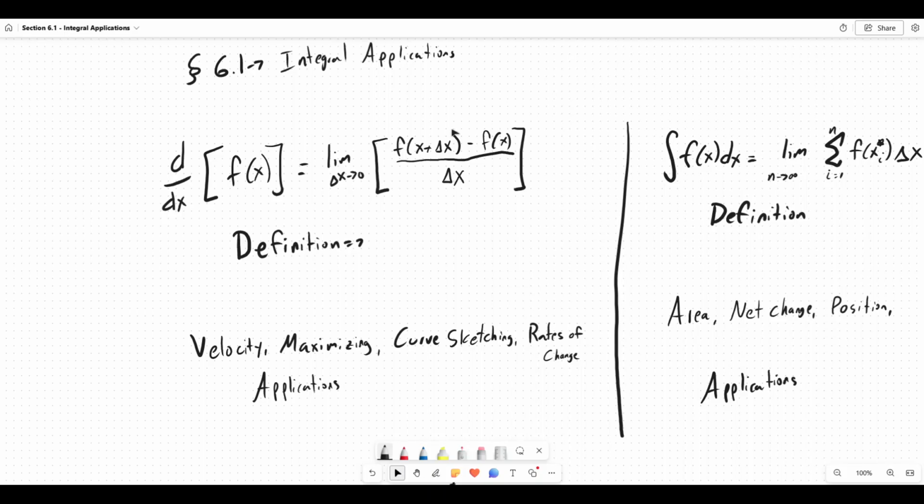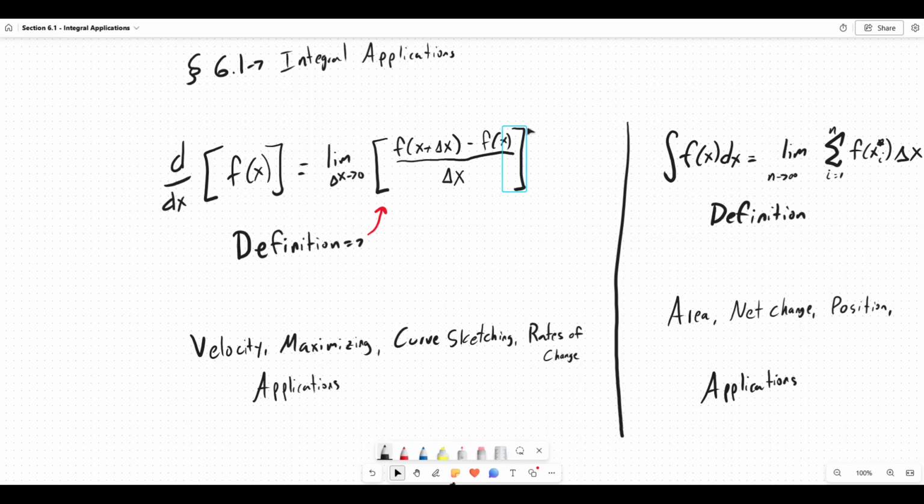So to take ourselves back to our derivative background, we had our definition of the derivative, that the derivative with respect to x of the function f of x is equal to the limit as delta x approaches 0 of the ratio f of x plus delta x minus f of x, all divided by that delta x term. And this is just our definition.